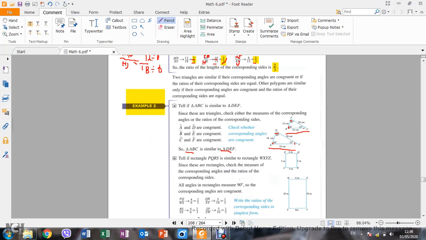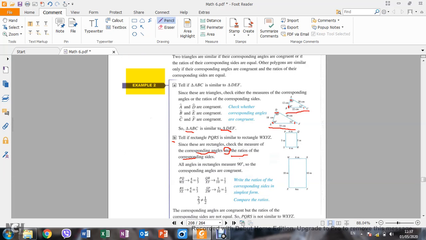But look here. Tell if rectangle PQSR is similar to rectangle WXZY. Check the measure of the corresponding angles and the ratio of the corresponding sides. So you should use both of them, because I told you to check the measure of corresponding angles and the ratio of the corresponding sides together. Because these are rectangles, we know all the angles measure 90 degrees, right angles, so corresponding angles are congruent. So we use corresponding sides.